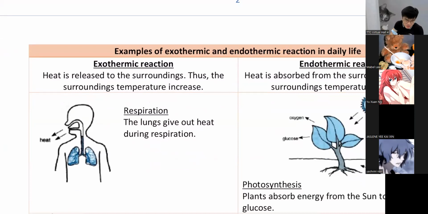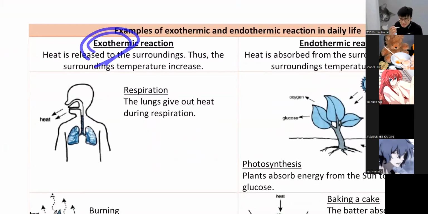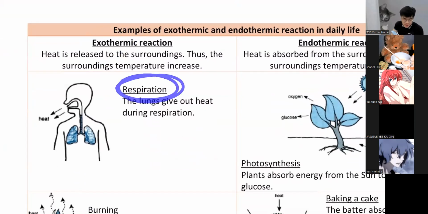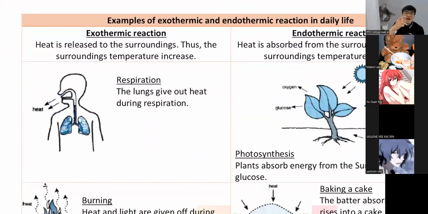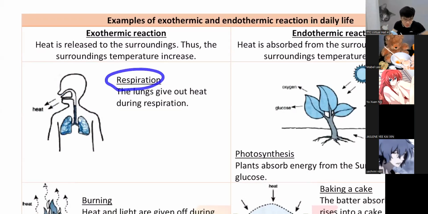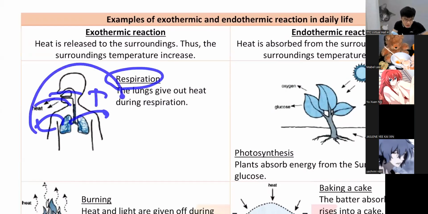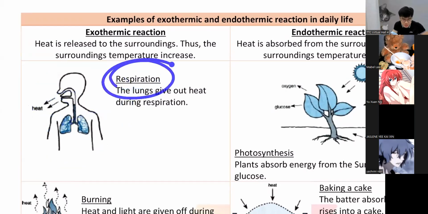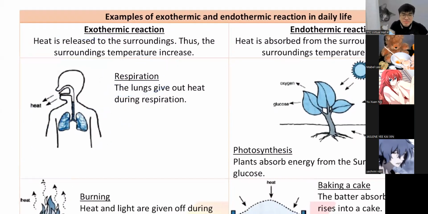Okay, anyway, so exothermic, let's look at some examples of exothermic. What are some exothermic reactions? Number one, respiration. When you do respiration, guys, respiration is not breathing. I told you this in chapter 2 already. Respiration is when your cells release energy. All your body cells will do respiration and release heat. This is what makes you warm, right? Your body temperature is warm. You are 37 degrees. So this respiration will release heat to the surrounding. Now your body is warm. So respiration is an exothermic reaction. It gives out heat.